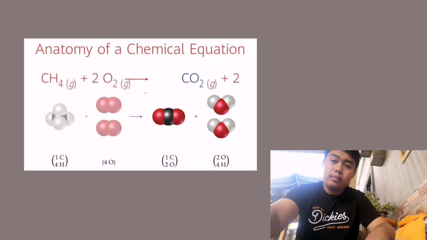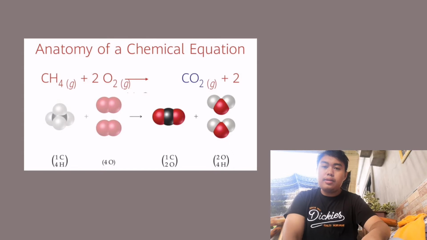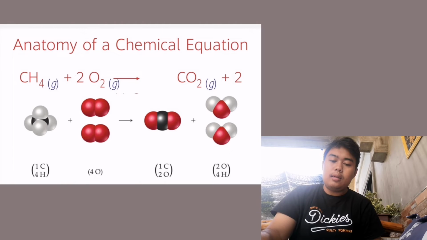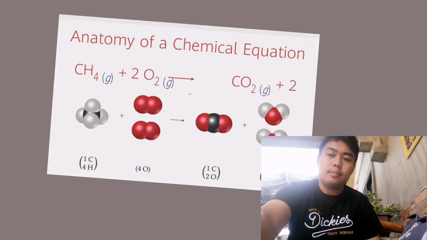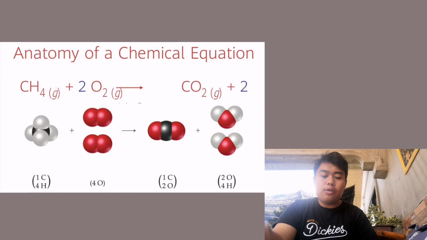Reactants. Reactants appear on the left side of the equation. Anatomy of a chemical equation. The states of reactants and products are written in parentheses to the right of each compound. Coefficients are inserted to balance the equation.